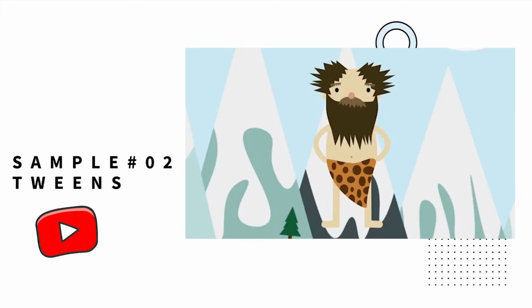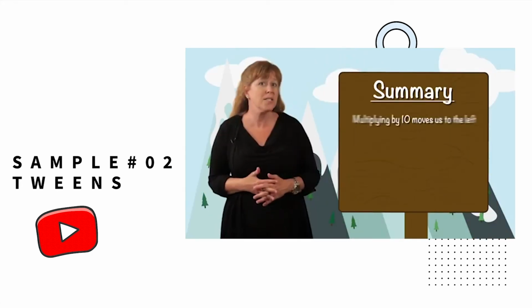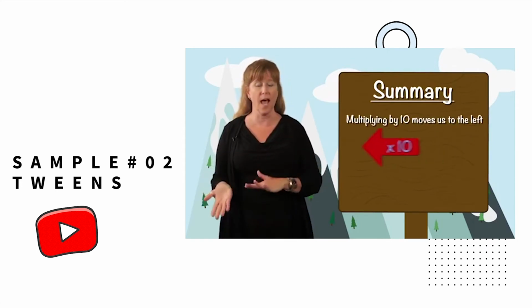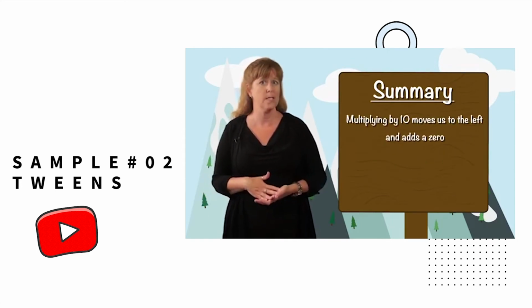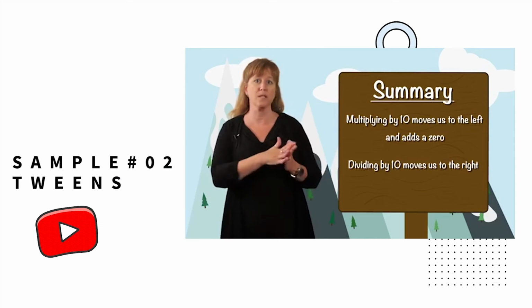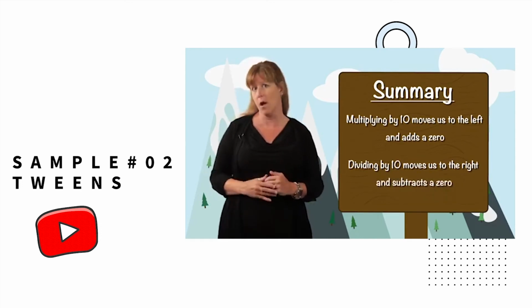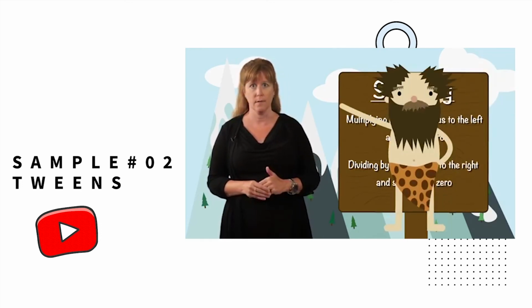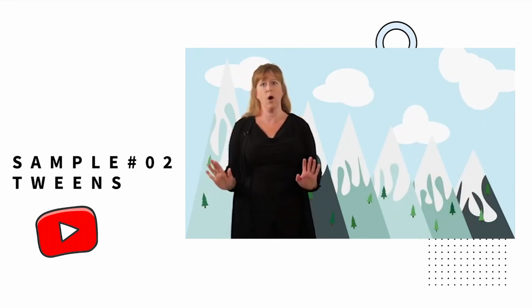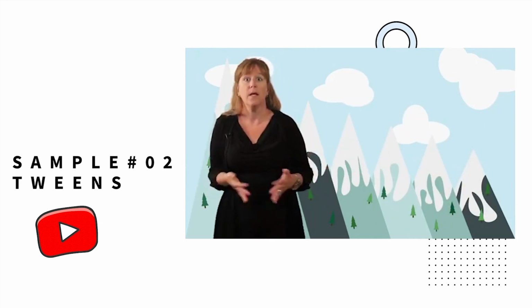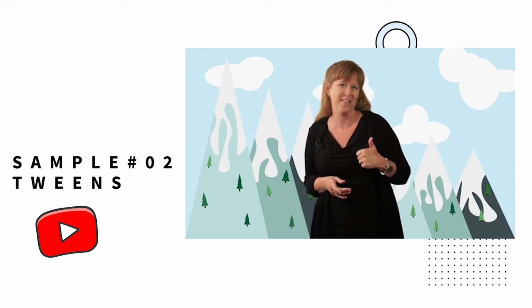What do you think, Kevin? Multiplying and dividing by 10 is a quick way to move up and down the place value chart. That's right. Multiplying by 10 moves us to the left and adds a 0. Dividing by 10 moves us to the right and slices off a 0. Now I go to 1 billion. Whoa, I better go catch him. In the meantime, use what you know to solve these problems. I'll see you at the top. Great thinking.